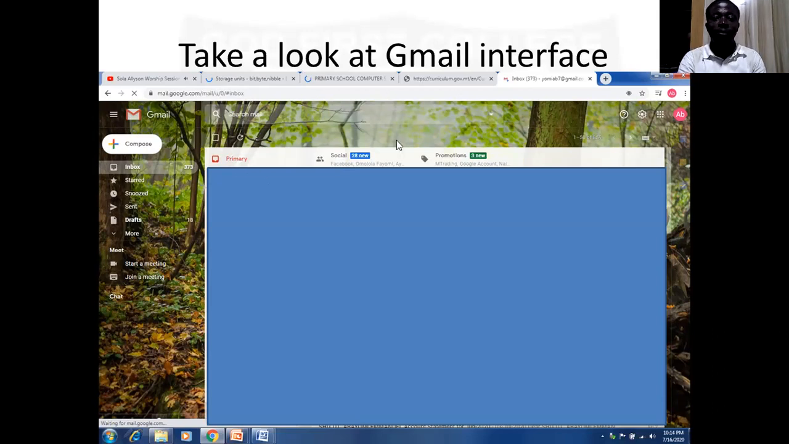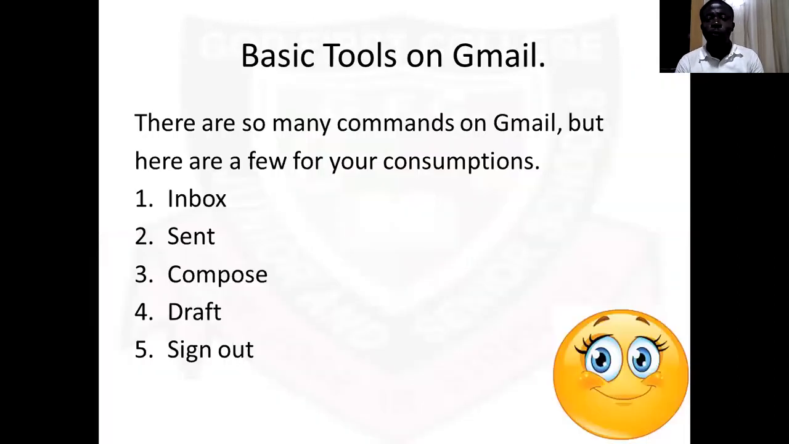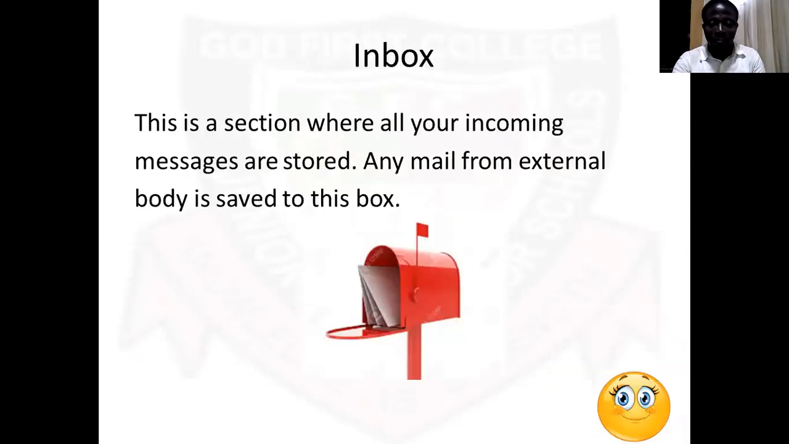Okay, now this is the Gmail. Let us look at some things that you need to know on Gmail. Basic tools on Gmail. There are so many commands on Gmail, but here are a few for our consumption. Number 1, I have inbox. Number 2, sent. Number 3, compose. Number 4, draft. And number 5, sign out. Now let us check how they work one after the other.